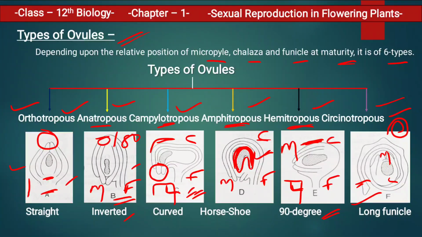Circinotropous structure. And circinotropous ovules are generally found in the Cactaceae family like Opuntia, which are desert plants. Sunken stomata are found. So in those plants, circinotropous type of ovules are present.